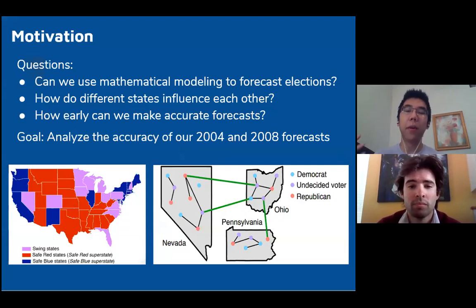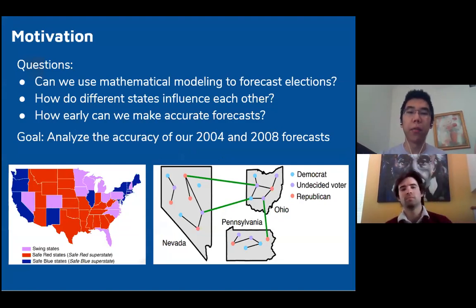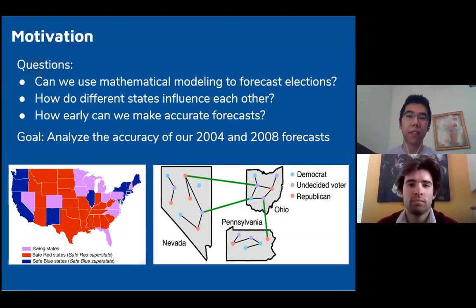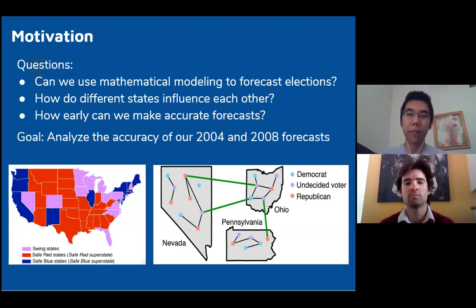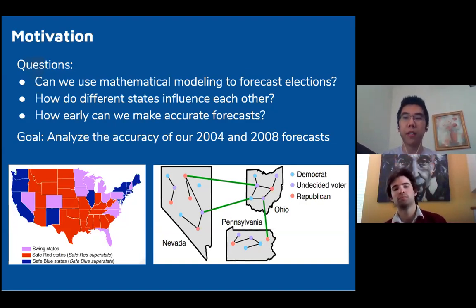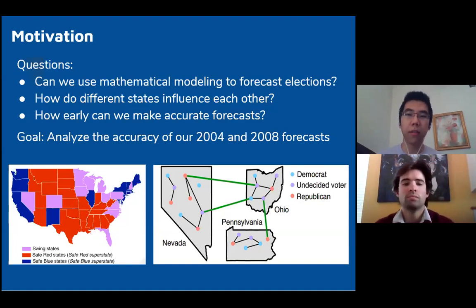Our research has been motivated by the key questions of, can we use mathematical modeling to forecast elections, as opposed to, say, the more common statistical or political science methods? And how do different states and the voters in those states influence each other? For example, how affiliation with parties and voter opinions might spread between states, as well as how early can we make accurate forecasts? For example, how does the accuracy of our forecasts change in March or June as opposed to in November? Our final goal is to forecast the 2020 presidential elections.